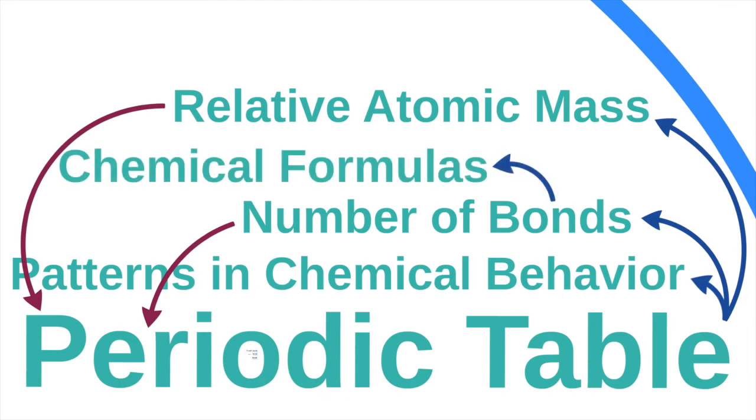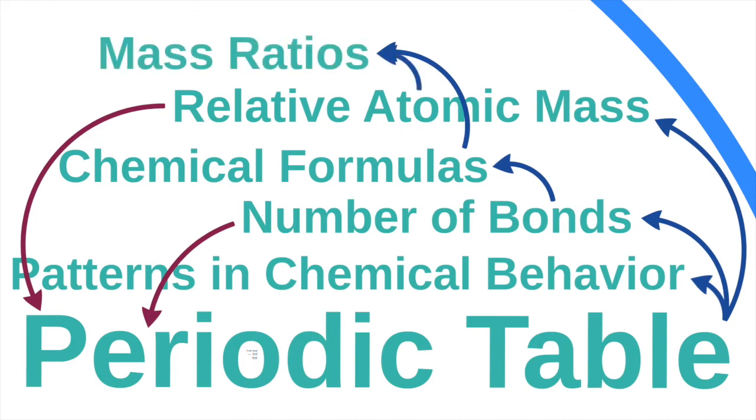We can also use the number of bonds to figure out the chemical formulas. And from the chemical formulas, along with the relative atomic masses, we can figure out the mass ratios. And as we did at the beginning, we can use the mass ratios and relative atomic mass to deduce the chemical formulas. Finally, the chemical formulas again tell us the number of bonds between each element. So all of these features interrelate, and together they form the foundation of chemistry.